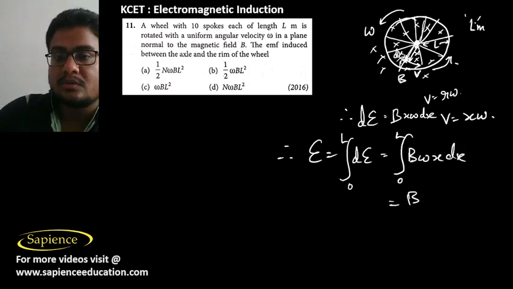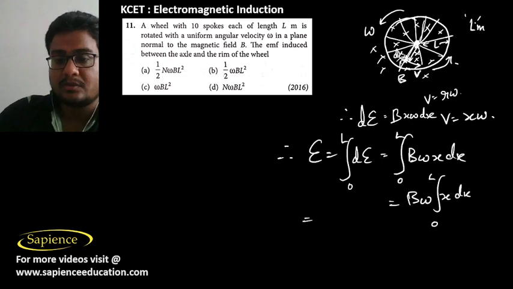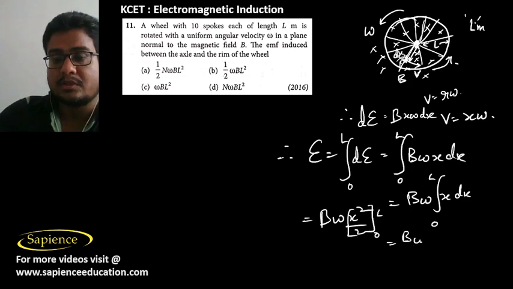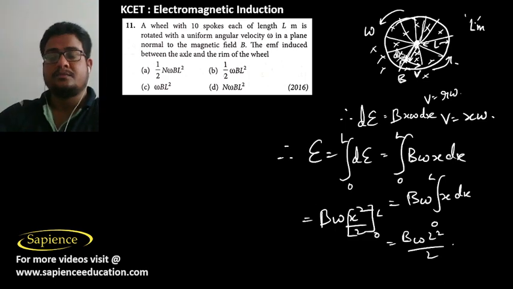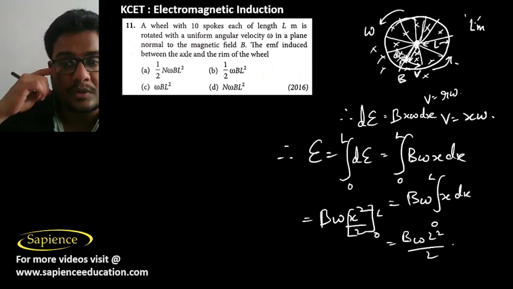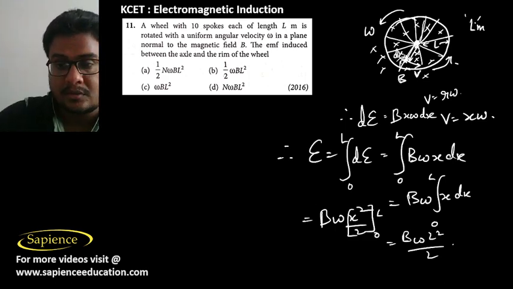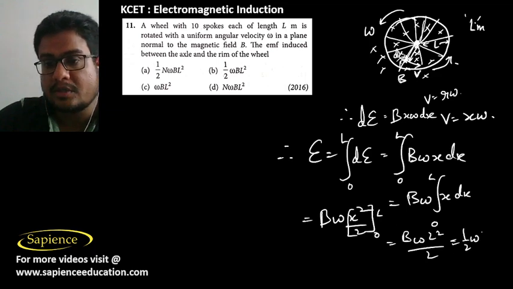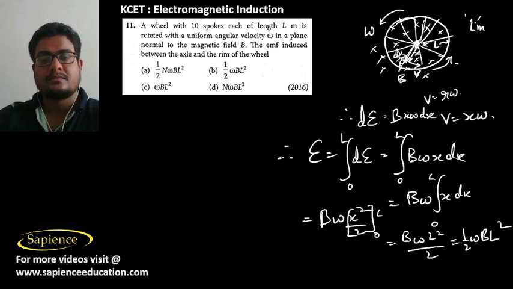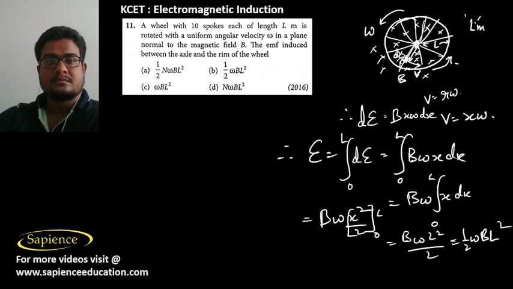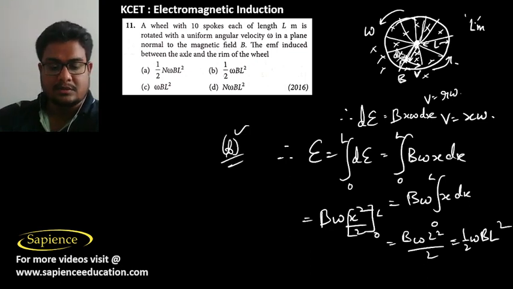This will be equal to B omega integral x dx from 0 to L, equal to B omega into x square by 2 from 0 to L. This will be B omega L square by 2. So I can also write it as half omega B L square. Option B is the correct answer.